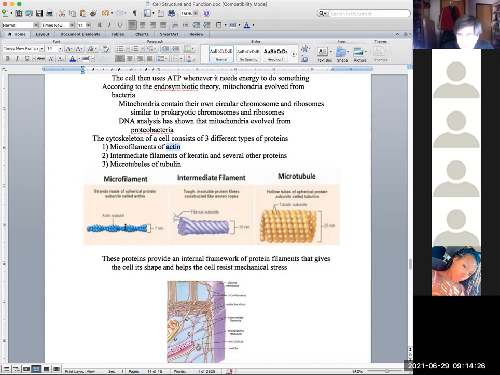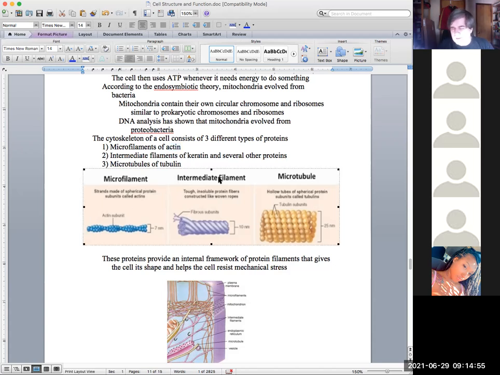But if we look at a microfilament, notice that a microfilament is two strands of actin twisted around each other, and each strand is made up of a chain of these little actin balls. Think of it like a necklace of pearls or something like that. We have all these little circles strung together. We have two of these, and then we twist them around each other. That's how the cell makes a microfilament.